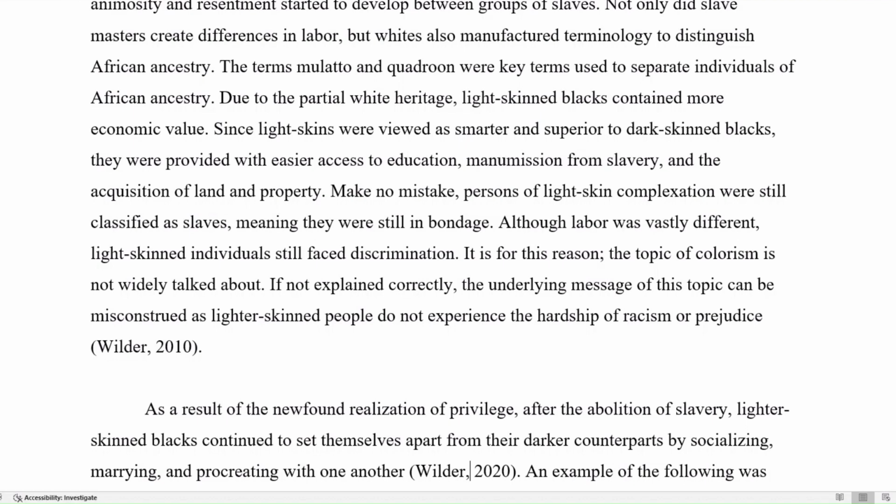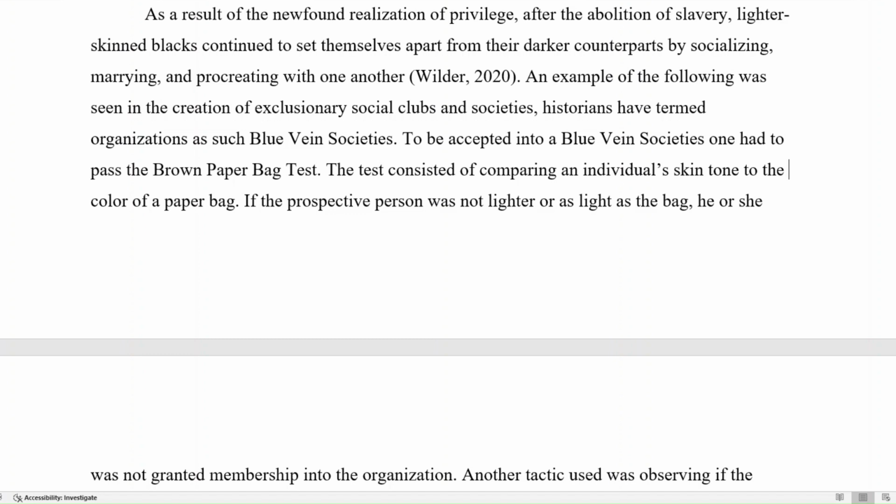Wilder 2010. As a result of the newfound realization of privilege after the abolition of slavery, lighter skinned blacks continued to set themselves apart from their darker counterparts by socializing, marrying, and procreating with one another. Wilder 2020. An example of the following was seen in the creation of exclusionary social clubs and societies.